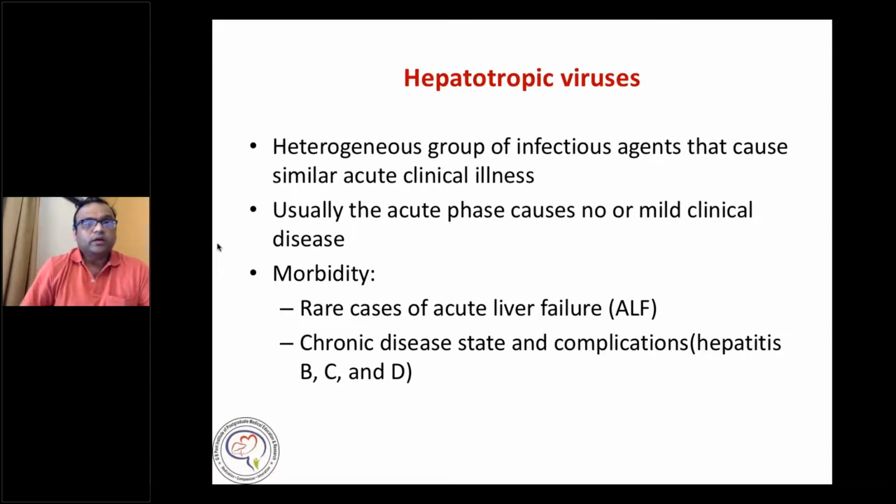So what are hepatotropic viruses? These are viruses that cause a similar type of acute illness. Usually the acute phase causes low or mild symptoms and morbidity, and it is a rare cause of acute liver failure. The chronic state and complications are associated with hepatitis B, C, and D.